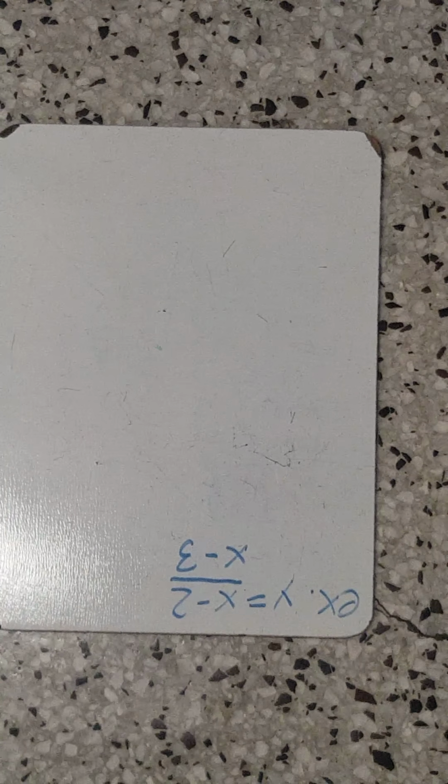Problem for graphing rational functions. Alright, so this is our example: y equals x minus 2 over x minus 3.